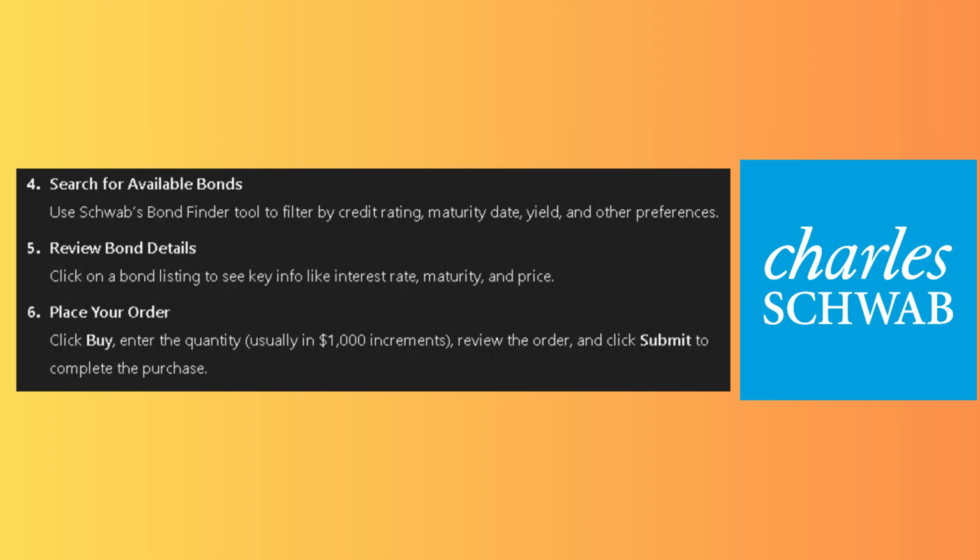Review the bond details. Click on the bond listing to see key information such as maturity, price and interest rates. Place your order. Click buy and enter the quantity, usually in $1,000 increments. Review the order, then click submit to complete the purchase. Now you have bought bonds on Charles Schwab.